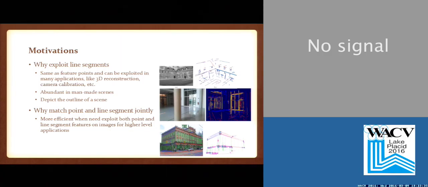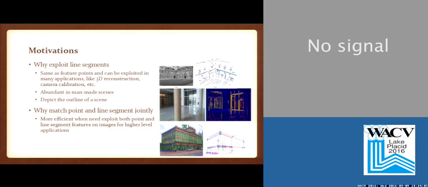This is because line segment can be as useful as feature point in many applications, such as 3D reconstruction, camera calibration, etc. Also, line segments are abundant in many man-made scenes, such as buildings and indoor scenes. Another benefit for line segments is they can depict the outline of the scene very well, as we can see in the figures on the right.